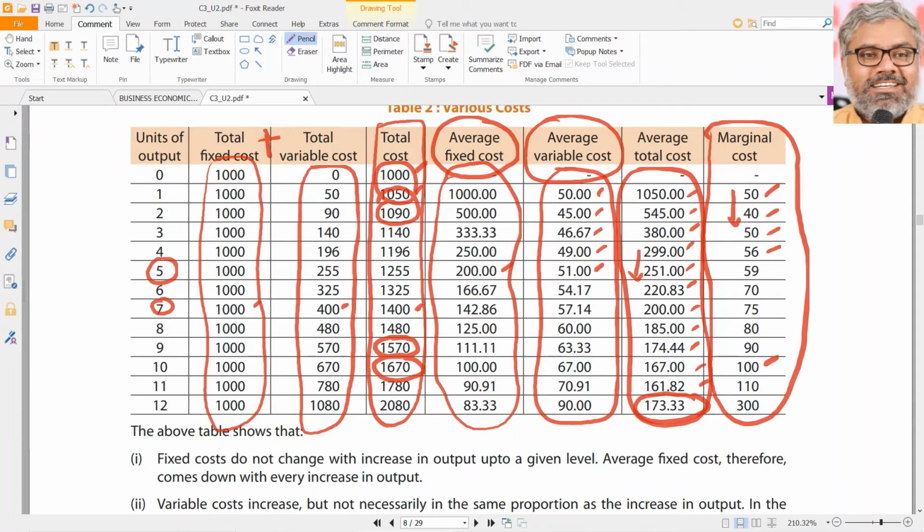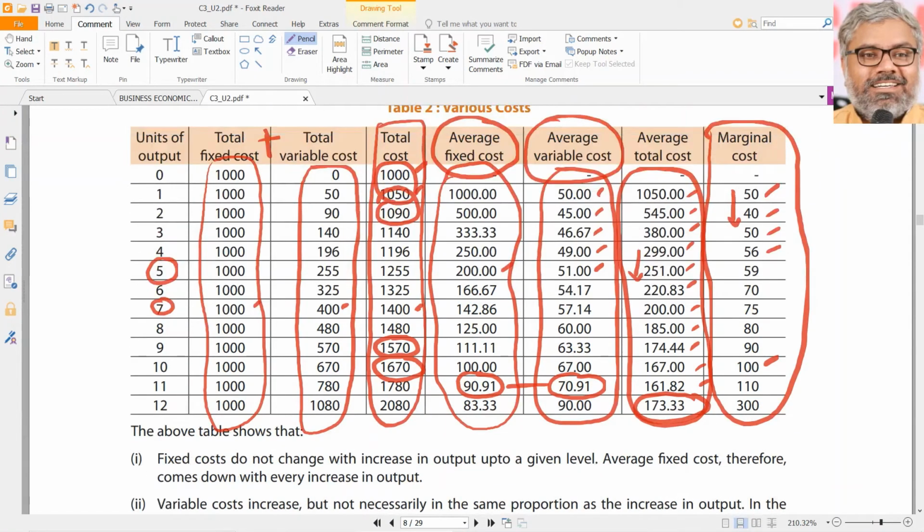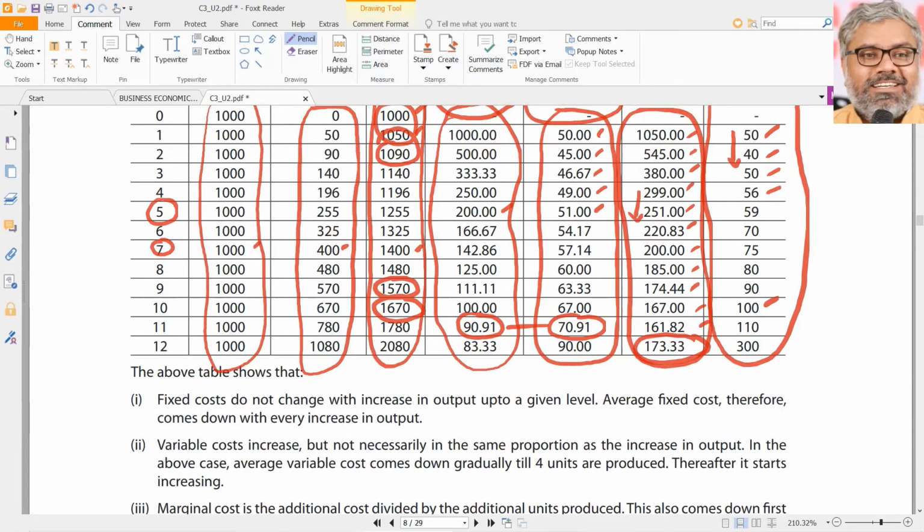Wherever the average fixed cost is there, and in all the cases if you observe, that is more than the average variable cost till now, till here almost. So till here average total cost was declining only. Why? Because average fixed cost is more and average variable cost is less. In all the cases, that's what happened. That is why the impact of average fixed cost is more on the average total cost than the impact of average variable cost.